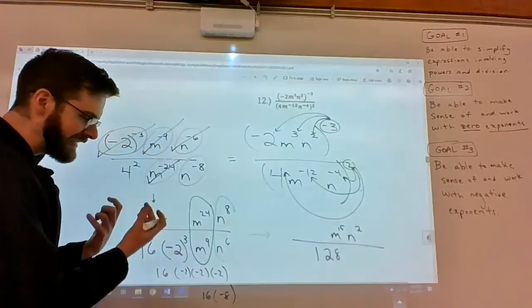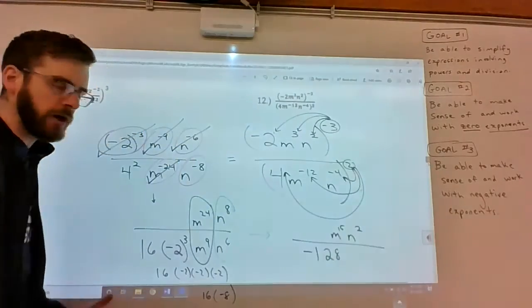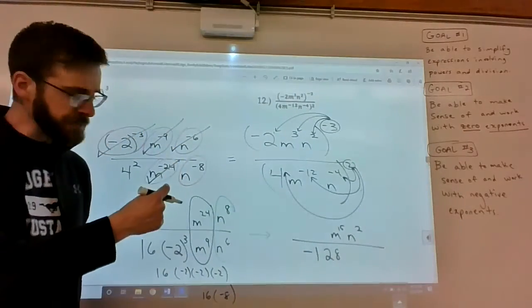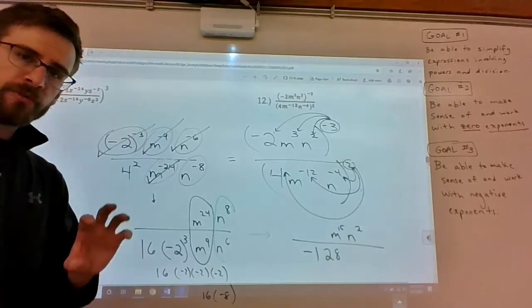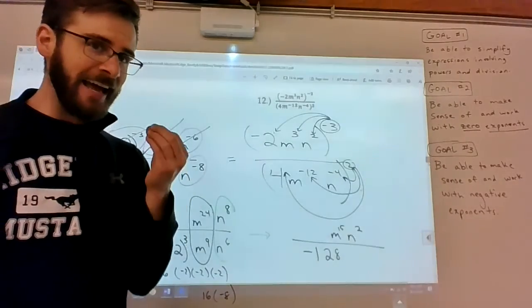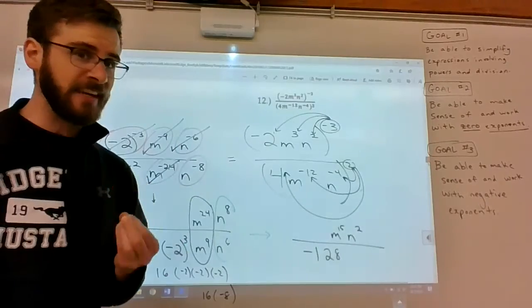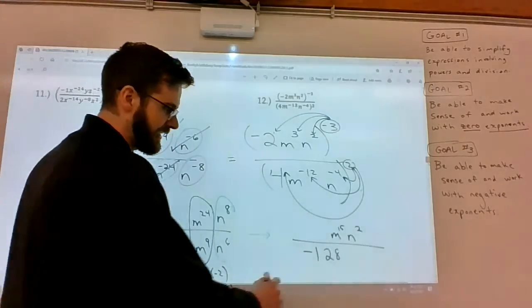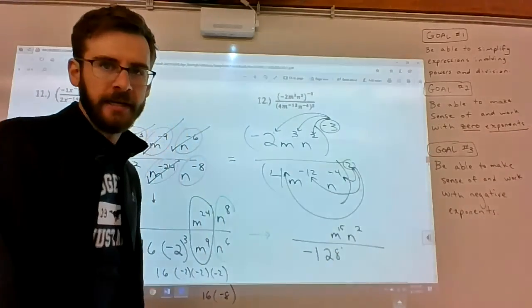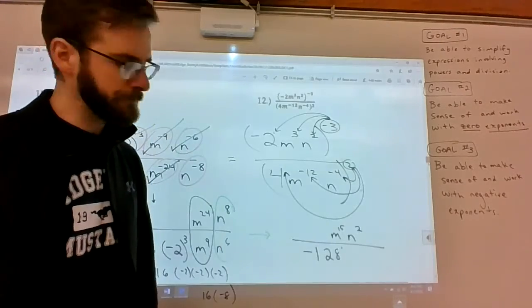Now, it's still negative. And that does not mean we're going to move it to the top just because the coefficient's negative. You only move negative exponents, powers with negative exponents. This has a positive exponent of 1. It's negative 128 to the first power.